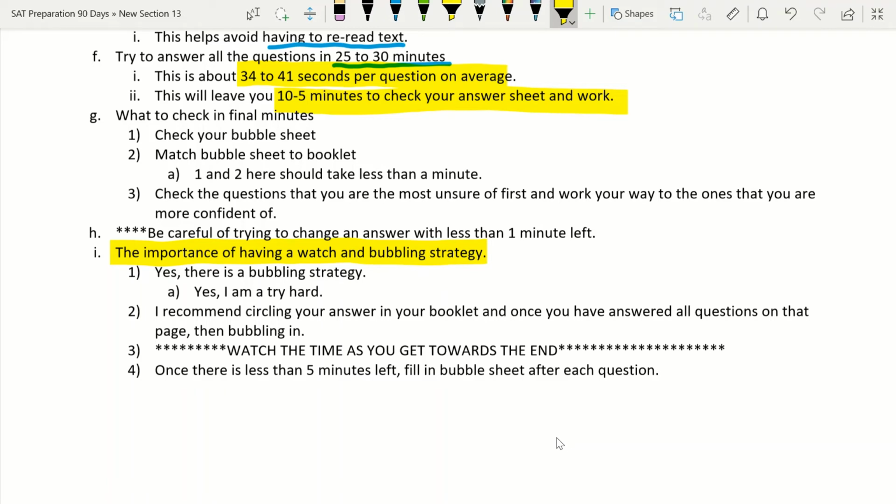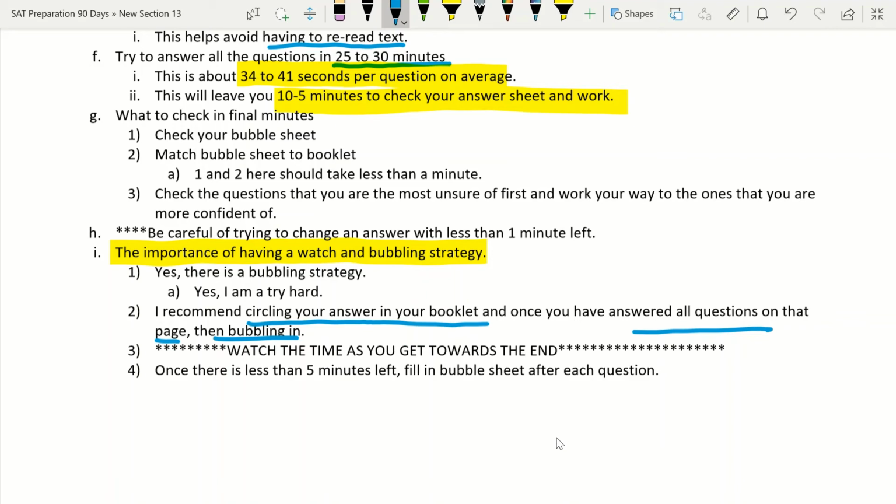Okay, so how does this help with our bubbling strategy? Well, what we're going to want to do is circle our answers in our test booklet as we go through. So you're answering questions in your test booklet as you read through and answer questions. And then once you've answered all of the questions on a single page, at that point you're going to want to bubble it in on your bubble sheet. So once all of the questions on one page, which will usually be about 3 to 4 questions, are answered, that's when you're going to want to go ahead and bubble in those 3 to 4 questions on your answer sheet.